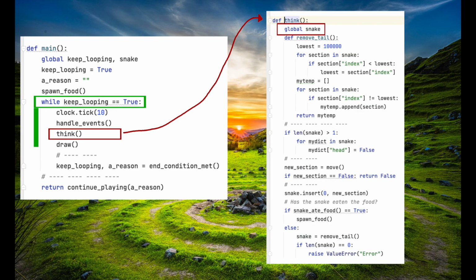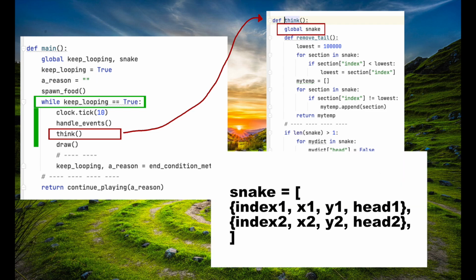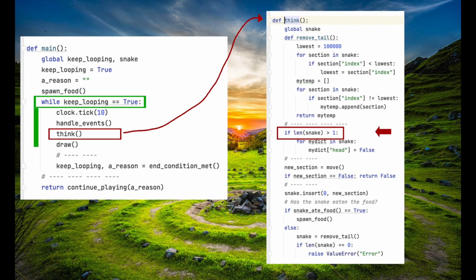And notice that right away we make snake global. We have to do that because we're going to be changing the contents of that variable and we want it to update throughout the program. Now let's look at the snake variable. If it has more than one section, we indicate for each section that none of these sections are heads. So essentially we decapitate the snake. And I do this just because I want to make it clear which section is the head.